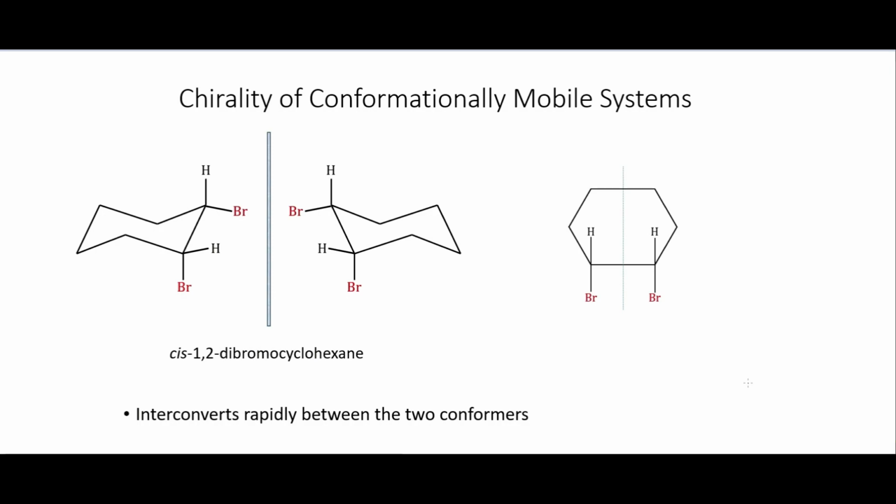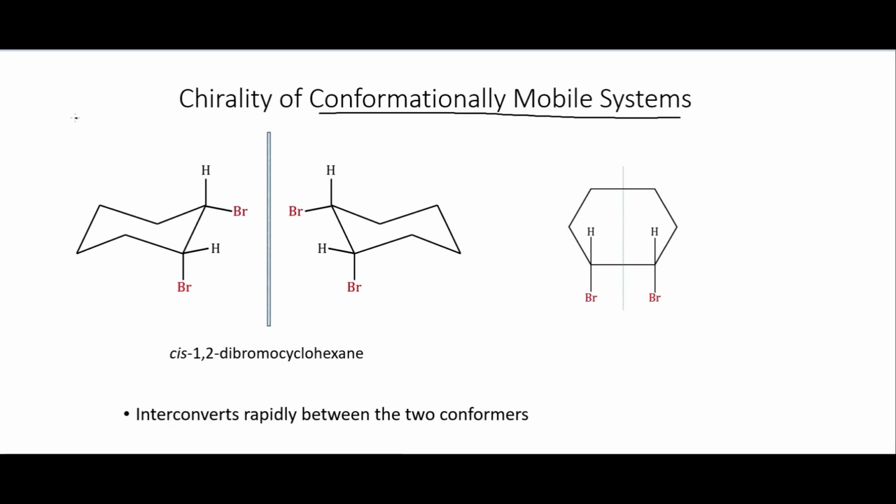And so I'm going to talk a bit about enantiomers, then I'm going to talk about diastereomers and conformers, and so kind of covering a large array of topics here. So the first one is the chirality of conformationally mobile systems.